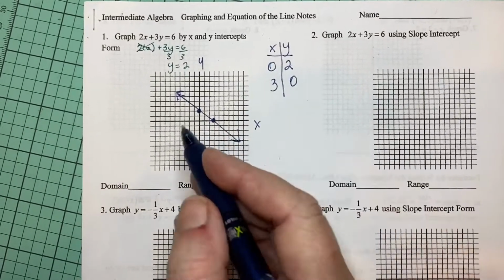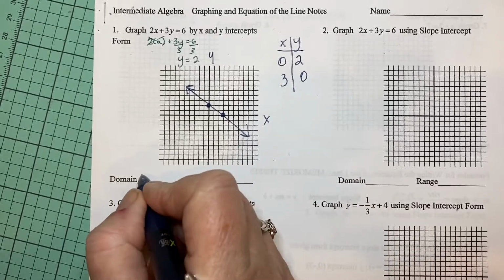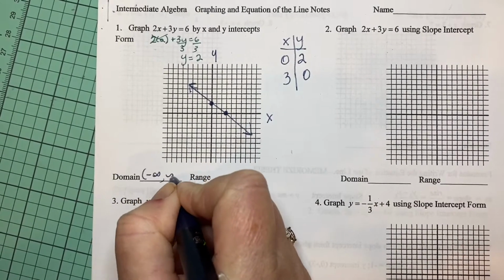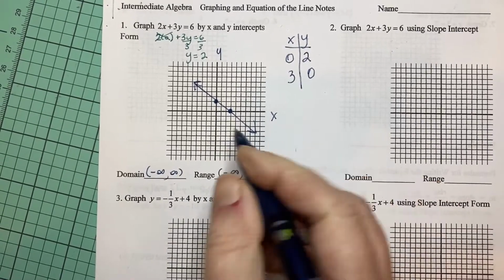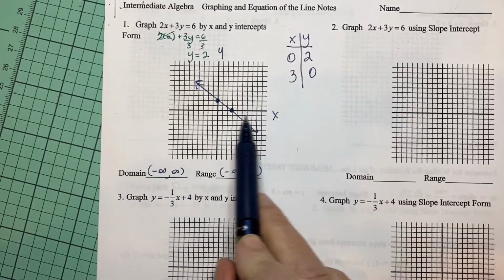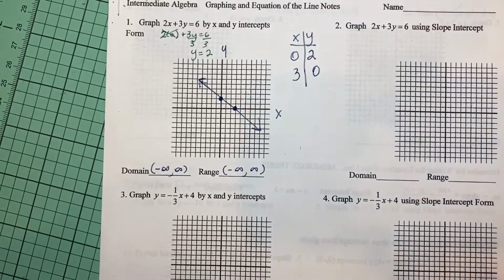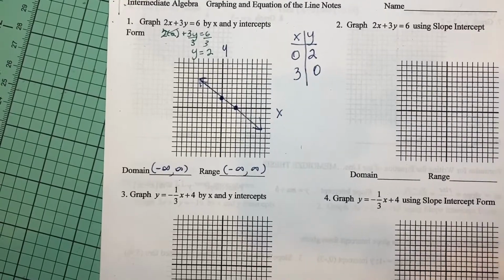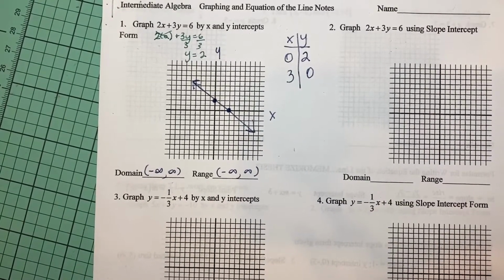So anytime you just have a regular straight line, I'll show you the exceptions to this, but the domain is always negative infinity to infinity, and the range is always negative infinity to infinity, which means on x it goes from negative infinity all the way into positive infinity, and for y it goes from negative infinity all the way into positive infinity. And so that's graphing using x and y intercepts.